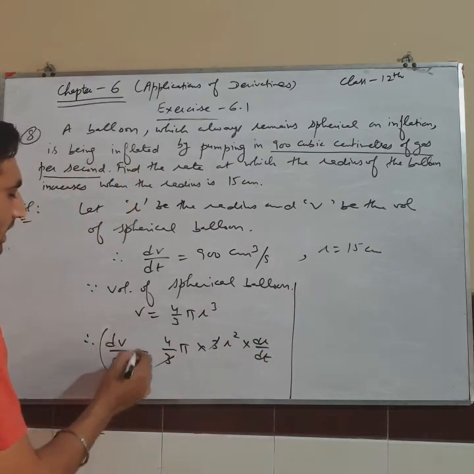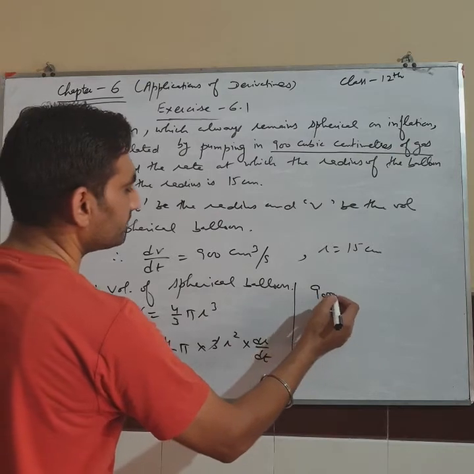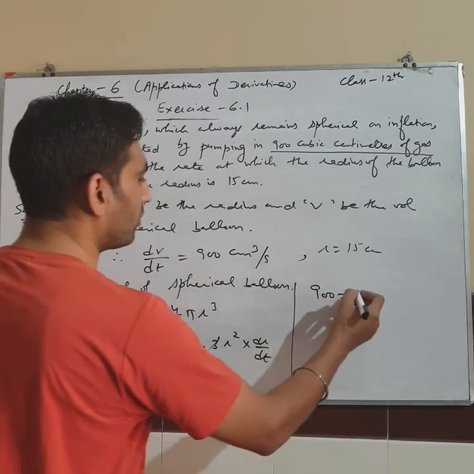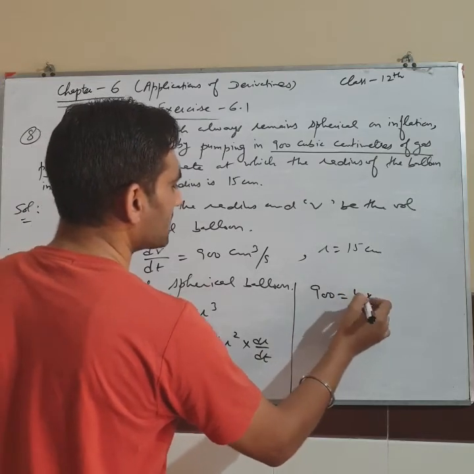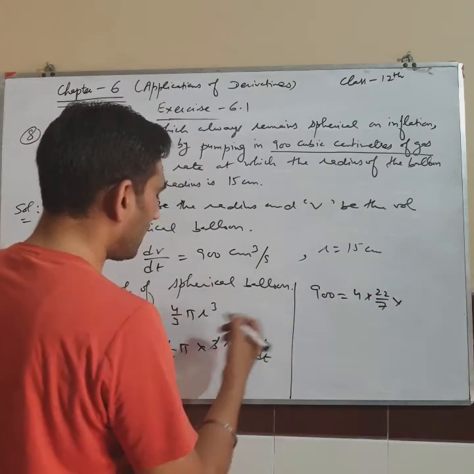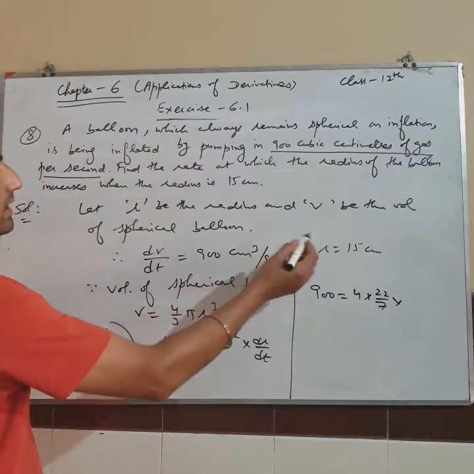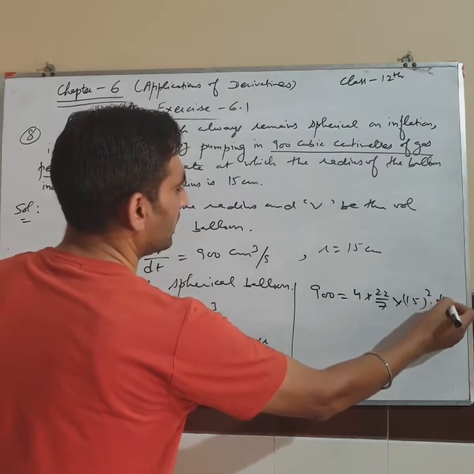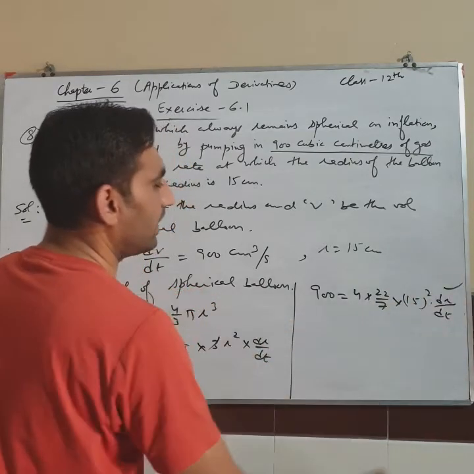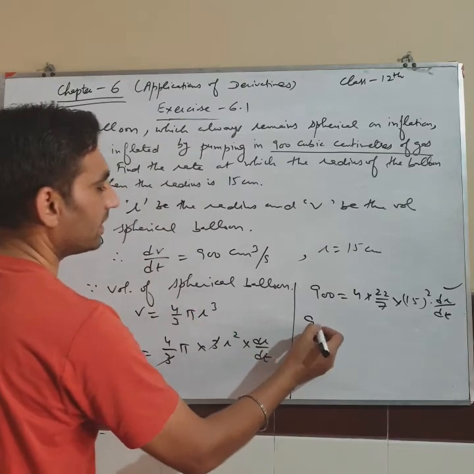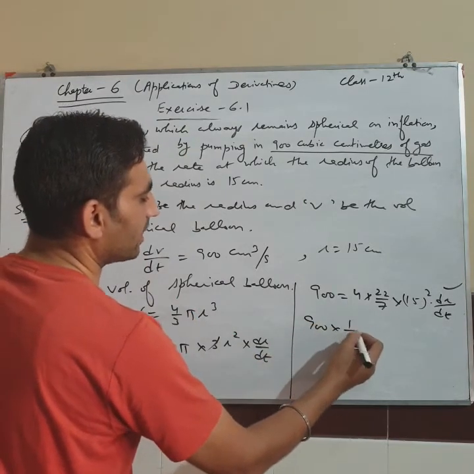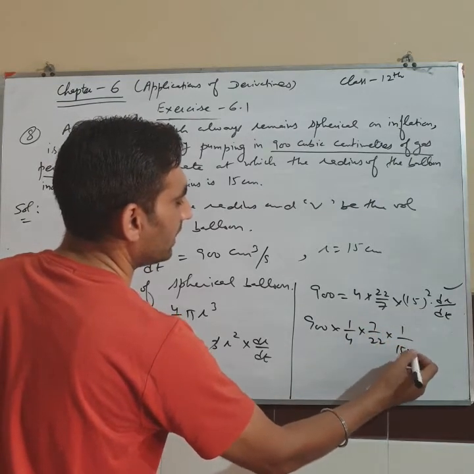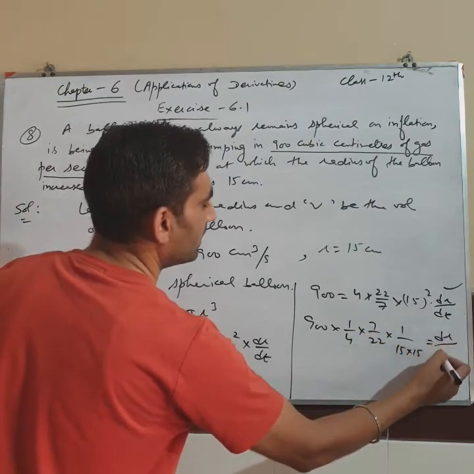So dV over dt, it is given 900. Forget about units for the time, in that we will mark these. And here you have 4 pi. Pi, you know what is pi? 22 over 7. r square, what is r square? r is 15, so 15 square, and in that dr over dt as it is, its value we need. So 900, shift all the values to the left side, 1 over 4 by writing the reciprocals, 7 over 22, 1 over 15 into 15 dr over dt.